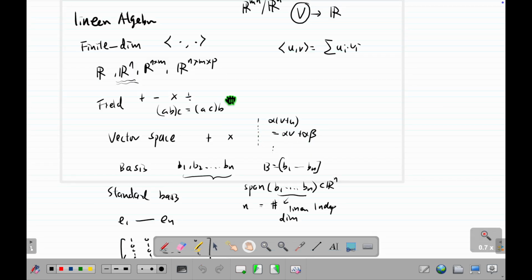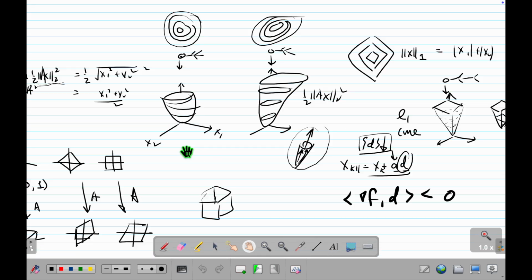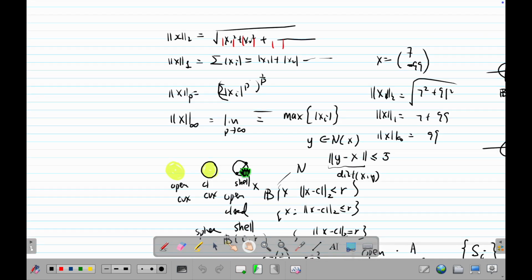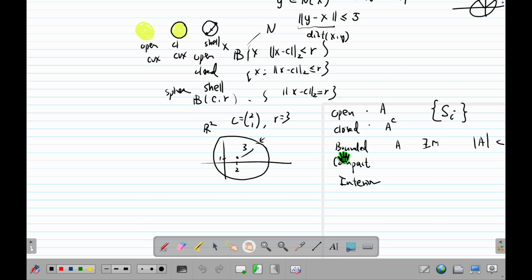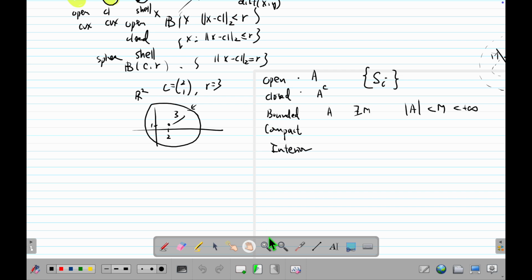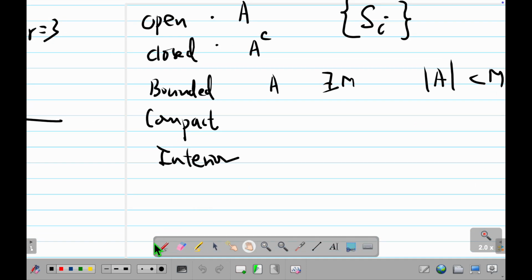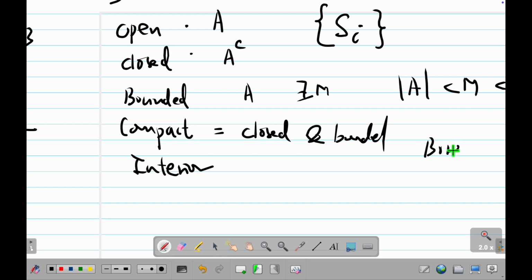Because today is revision. Okay, so now for topology, we have closed and open. Bounded is easy. Compact is closed and bounded. This is the Heine-Borel theorem, I don't know how to spell it anyway. Somebody proved that compact means closed and bounded, and this is very useful. We will use this 99% of the time.